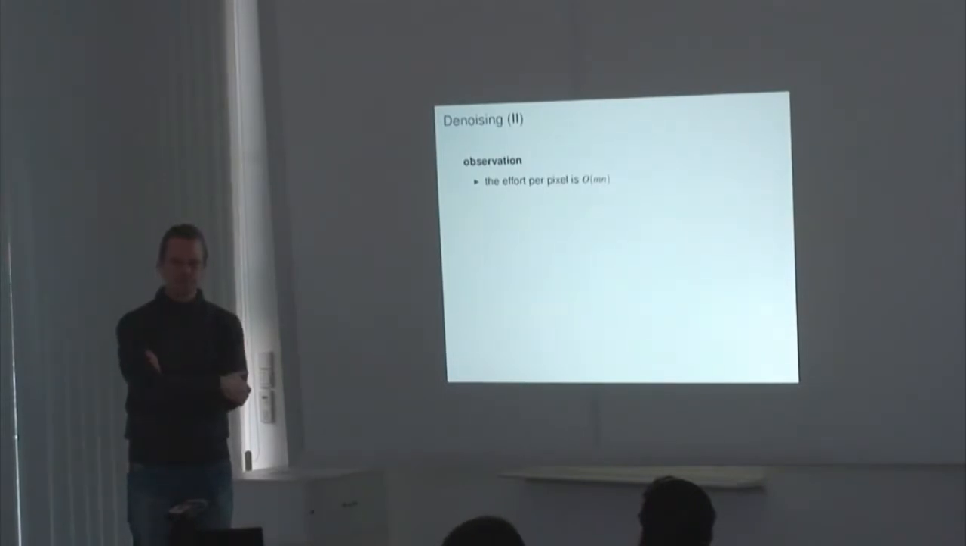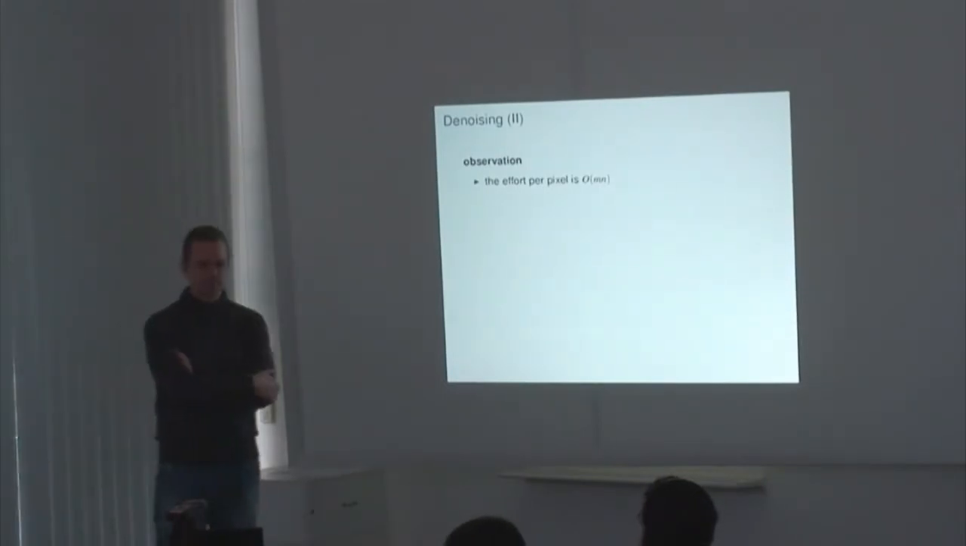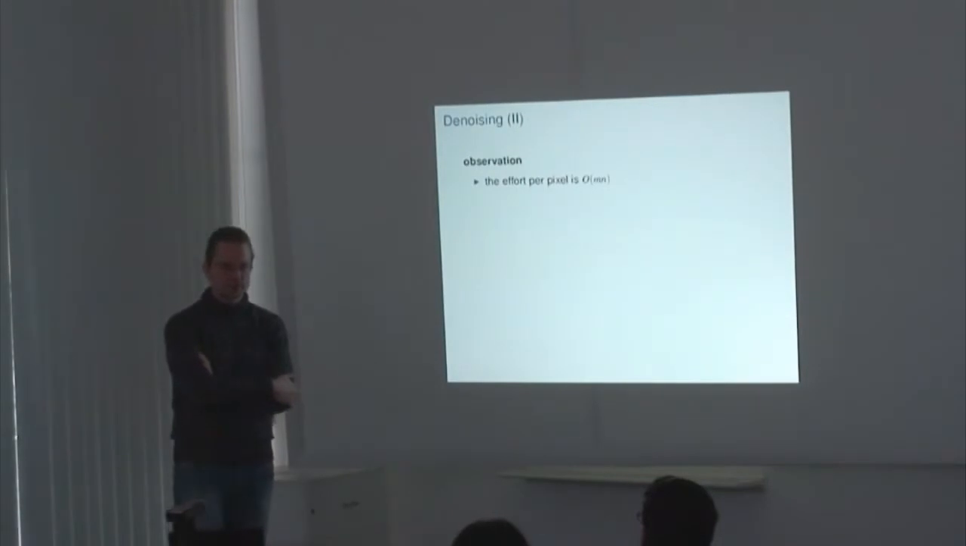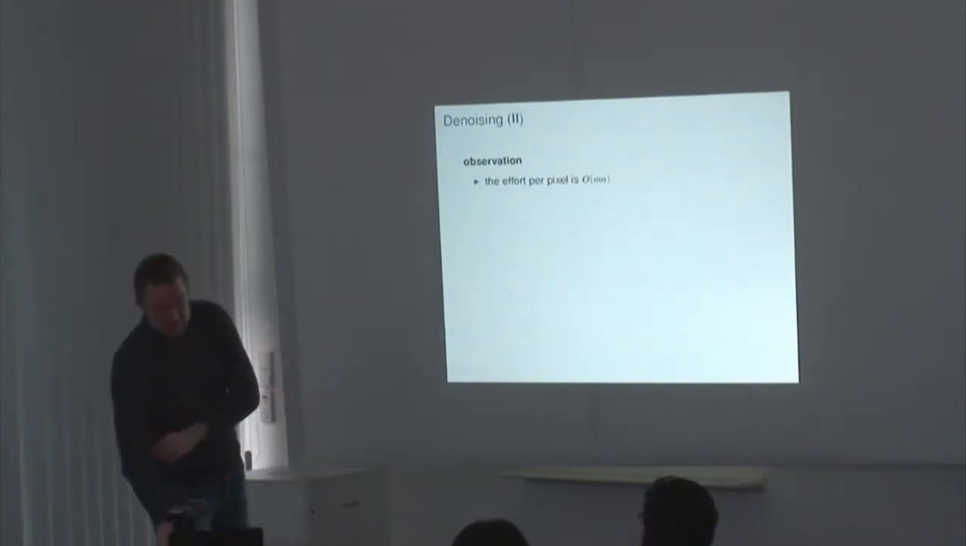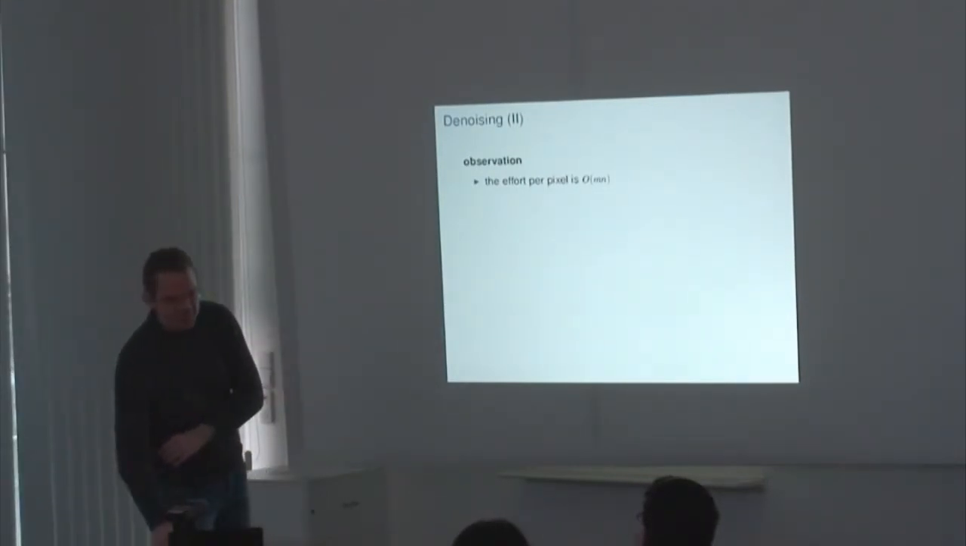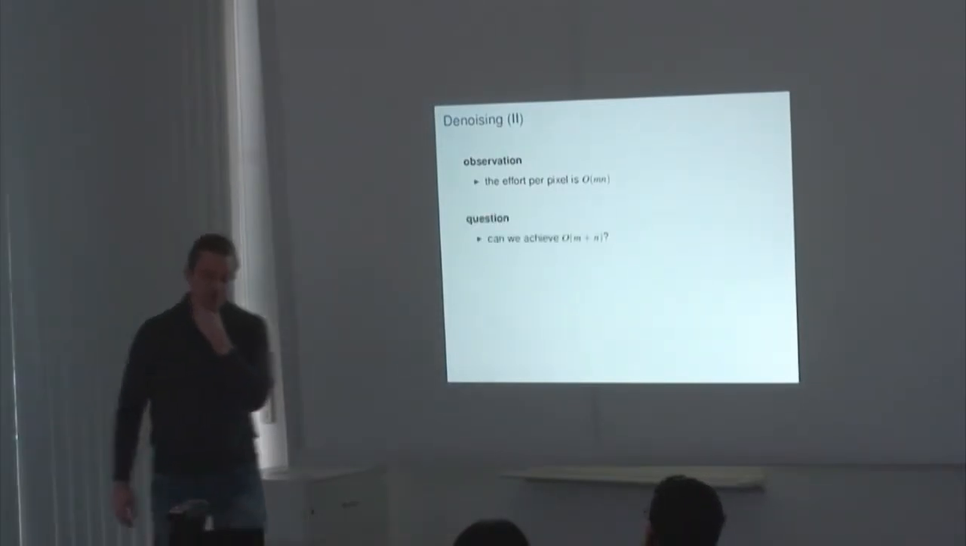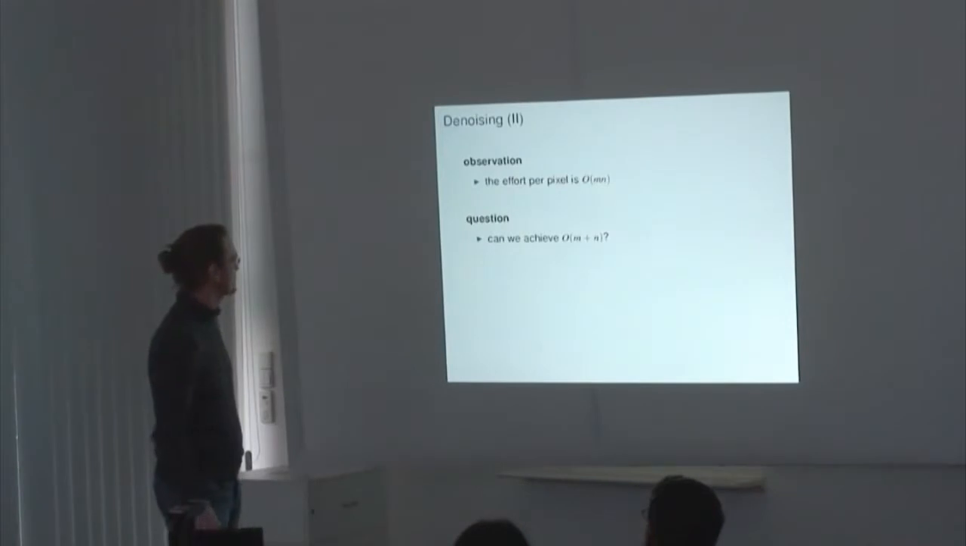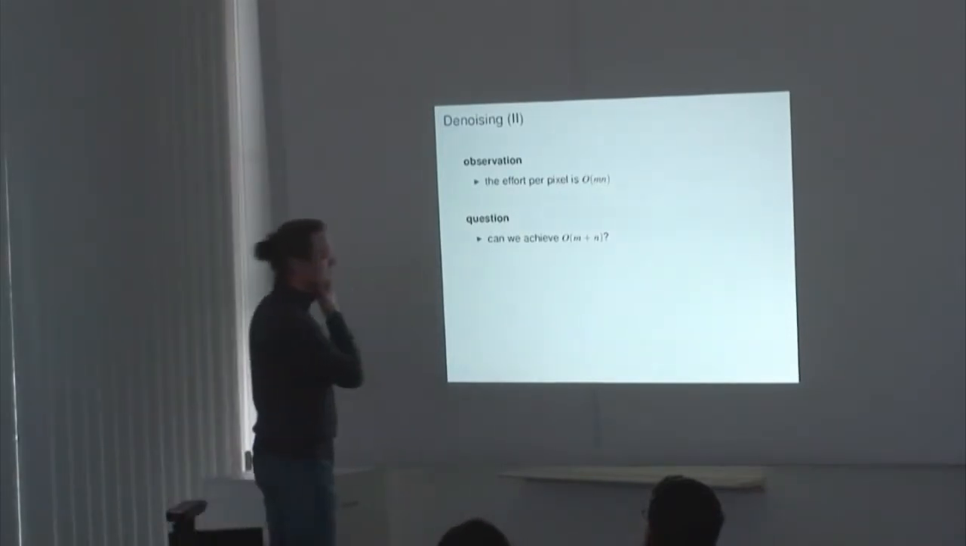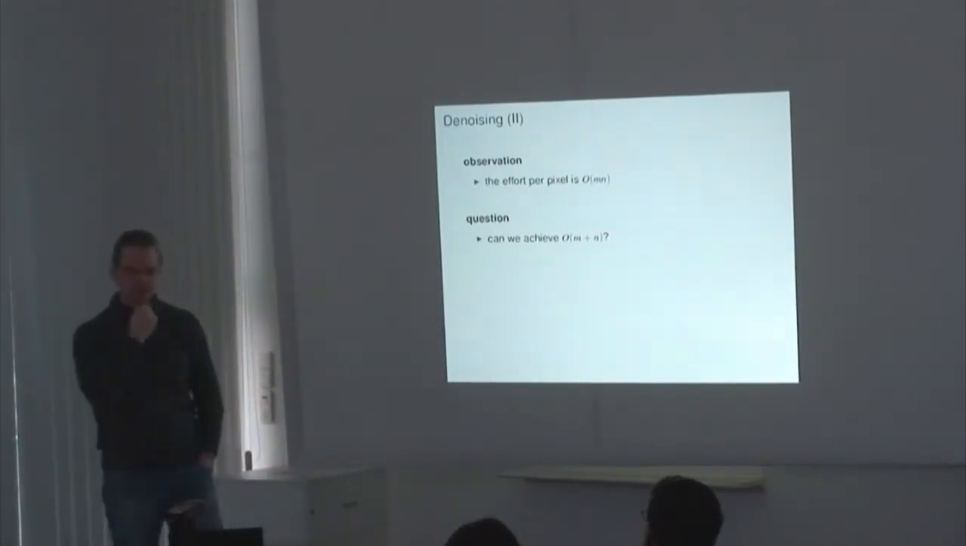Can we push it down? The effort per pixel? Any ideas? Turn the 1 into... great. 2 into 1. Yeah. Perfect. Very nice. So my question is, can we achieve a complexity of O of m plus n rather than O of m times n?